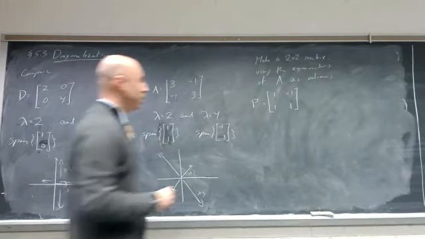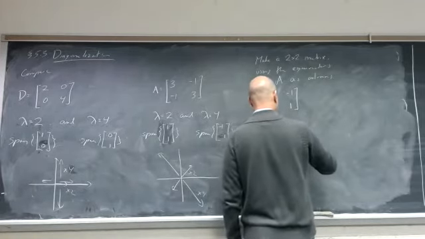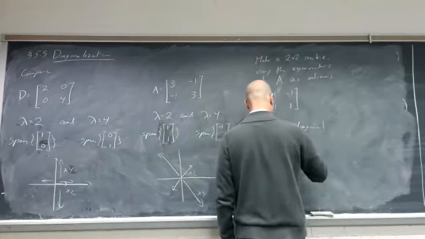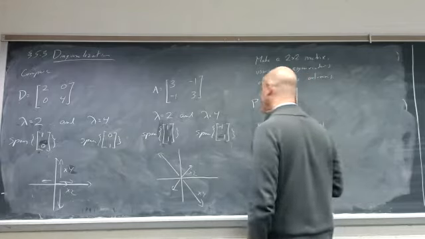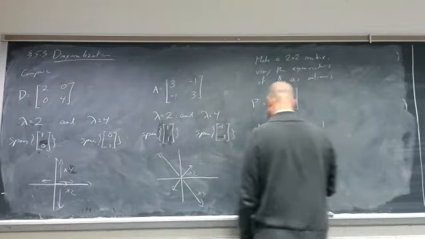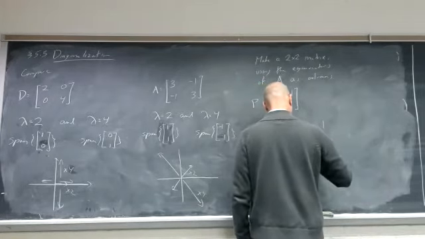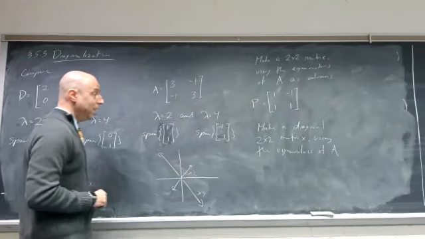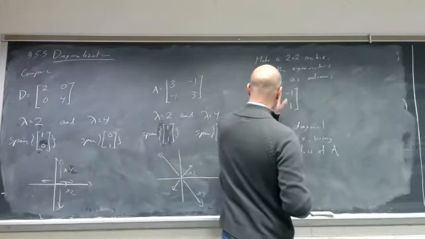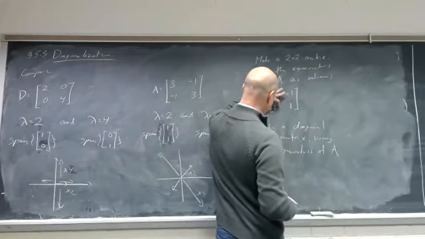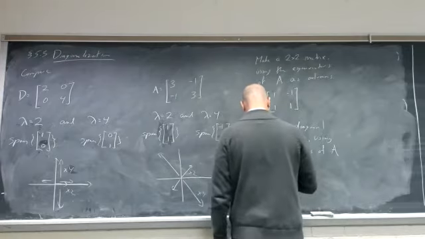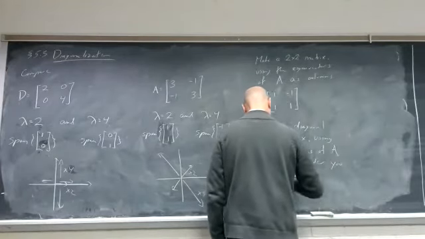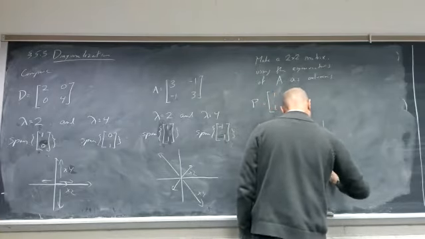I want to make another 2 by 2 matrix, a diagonal 2 by 2 matrix, using the eigenvalues of A. I want to make a diagonal matrix using the eigenvalues of A in the same order that you used the vectors in P. Whichever eigenvalue the first column goes with, make that the first diagonal entry.